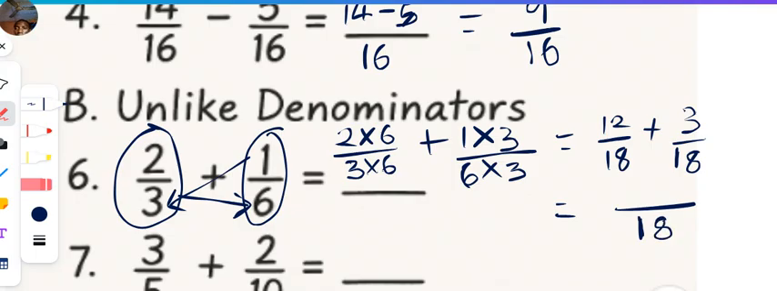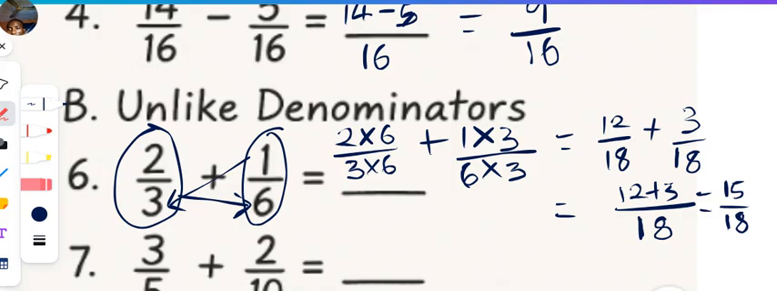18. Then add the numbers up. That's 12 plus 3. And 12 plus 3 is going to give us 15 over 18. Can you see that? 15 over 18. That's our final answer, but we can still break this fraction down to its lowest term.